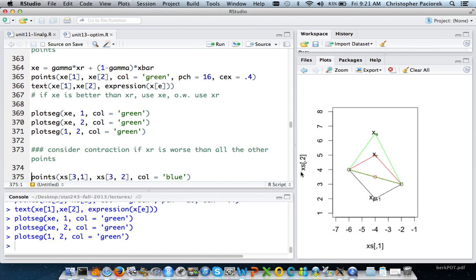Okay, so if xr is worse than all the other points, then what that suggests is I might want to actually be contracting down instead of expanding out in that direction. Actually, let me pause here, to walk through some of the steps. Are there any questions about the big picture of what I'm trying to do here?